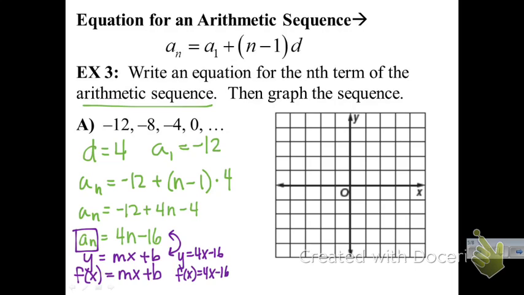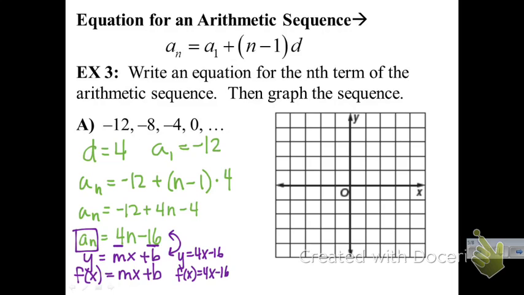So if you were asked to graph this equation, we could graph it in slope-intercept form, and go down 16 and then use our slope up 4 over 1, up 4 over 1 to create a linear graph. Or we can come back up here and look at our sequence.